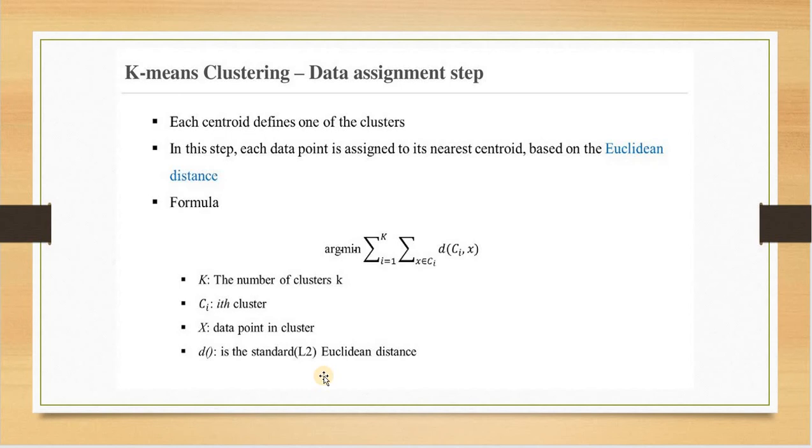In the data assignment step, each centroid defines one of the clusters. Each cluster has some data, and each cluster must contain data which is not part of the other cluster. Each and every cluster must be separated, right? Now in this step, each data point is assigned to its nearest centroid based on the Euclidean distance. Note that we always use Euclidean distance in k-means clustering for better results. The formula is given over here. Here k means the number of clusters, Ci means the ith cluster, x means the data point in the cluster, and d is the standard L2 Euclidean distance.